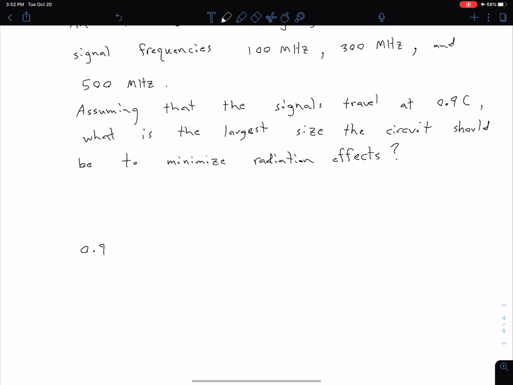Okay, so first of all, let's figure out exactly what that 0.9 C is. So of course, we're just going to plug in the value for our speed of light, which is approximately 3 times 10 to the 8th meters per second. And we see that this is 2.7 times 10 to the 8th meters per second. So this is how fast our signals are traveling in whatever medium they're traveling through. So we're assuming it's a non-dispersive medium, but now it's no longer a vacuum.